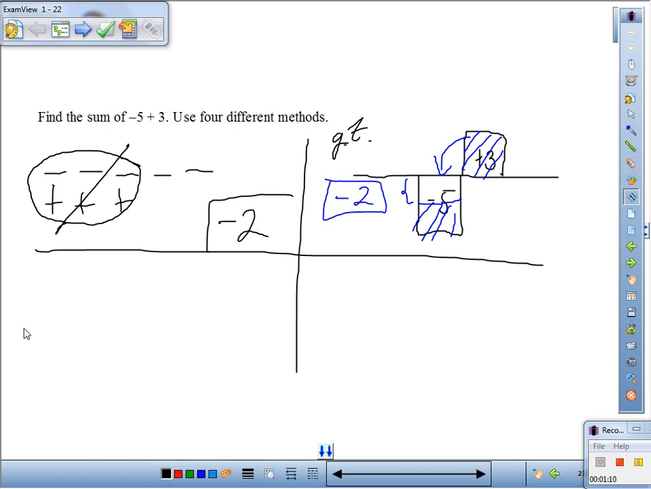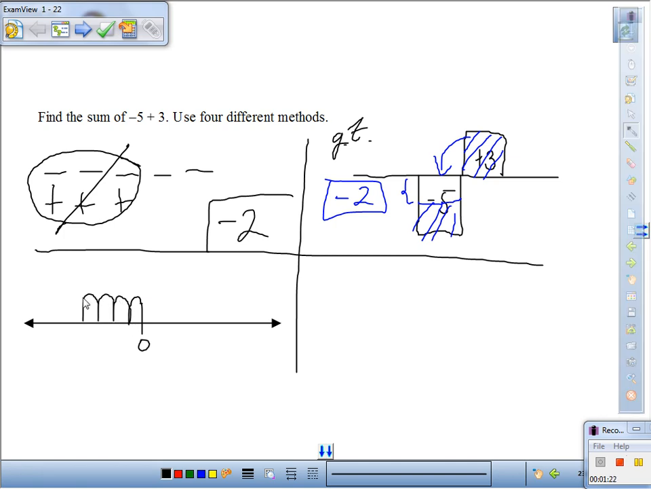Third method, number line. We always start at what? 0. My first number, -5, going to the left. 1, 2, 3, 4, 5. I land at -5. My second number, +3. From where I'm at right now, go 3 steps to the right. 1, 2, 3. Where do I land? Let's see, -1. So this is -2.